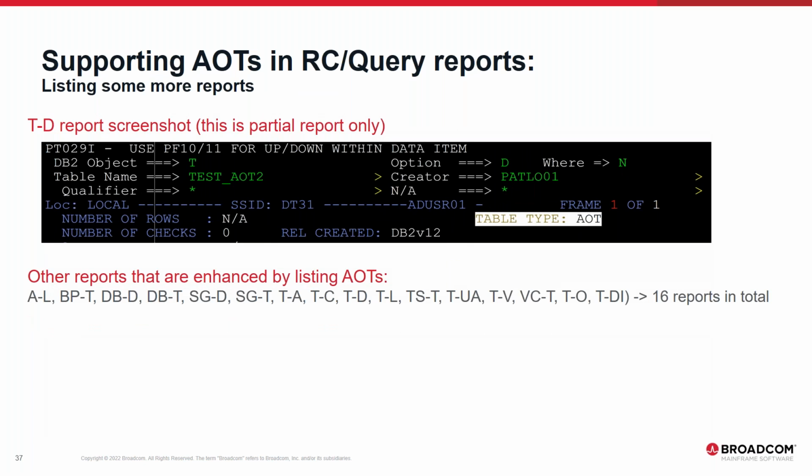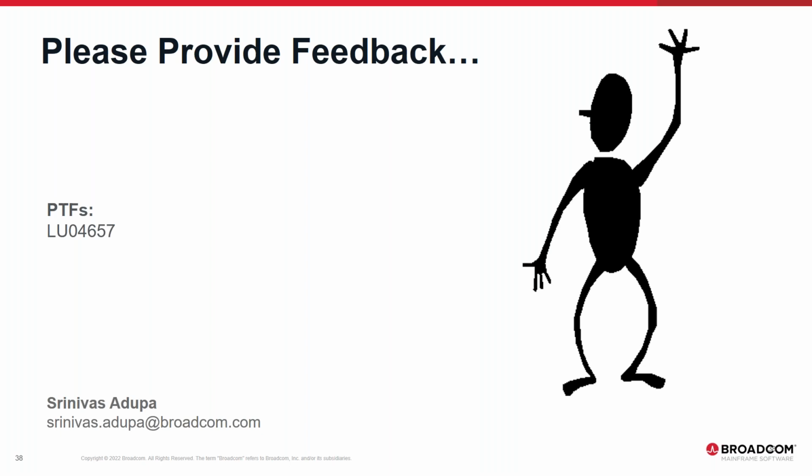And this is the table detail report. You can observe the field name as table type. That's also been enhanced to show you that this is an AOT table. We have totally 16 reports that are being enhanced, wherever applicable. We have implemented the logic by including the table type in all of these 16 reports. Next page, please. So this is the PDF number for listing of AOTs in all of those RC query reports.